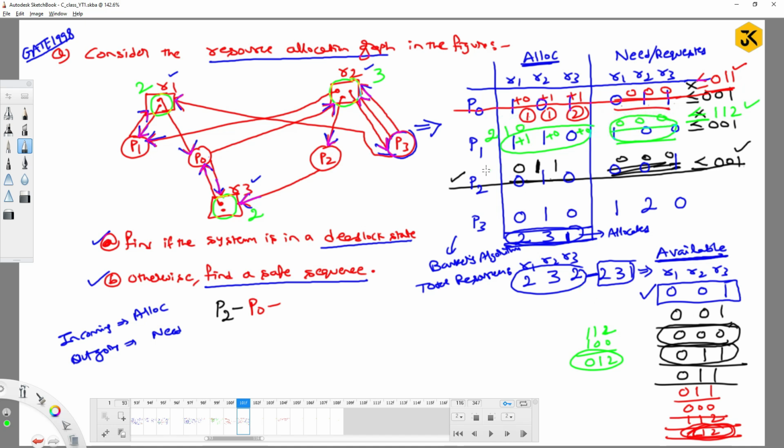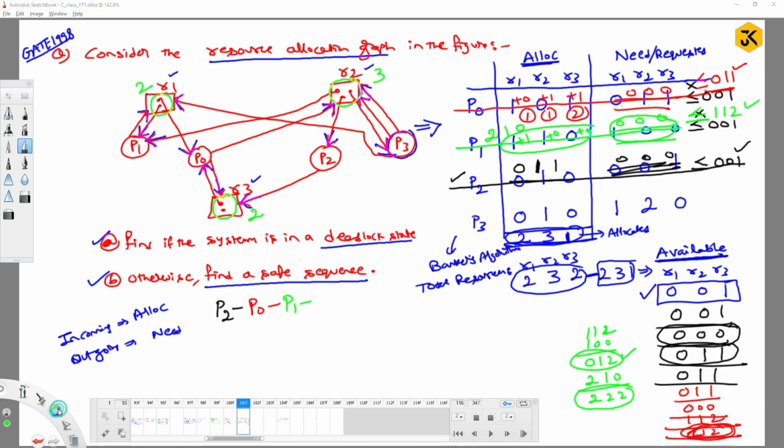Yes. Which means that definitely at some point of time P1 also completed. I will put it in the safe sequence, and I will add back these resources to the already available resources 0 1 2. Now what will happen? 2 2 2 are the available resources so far, right?